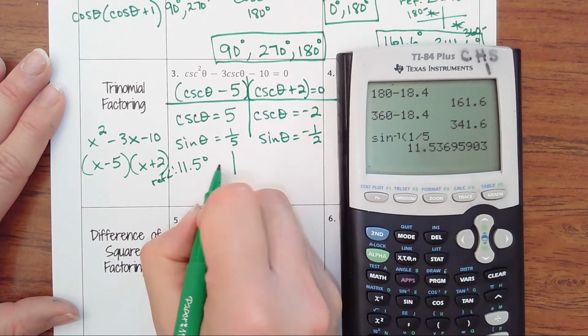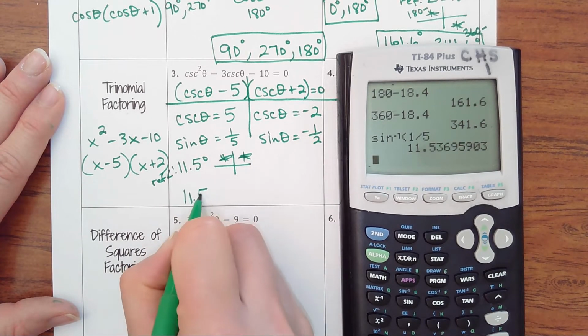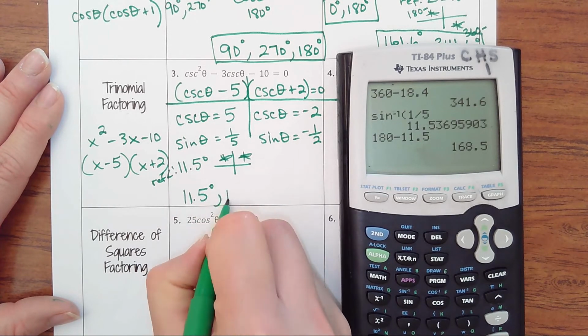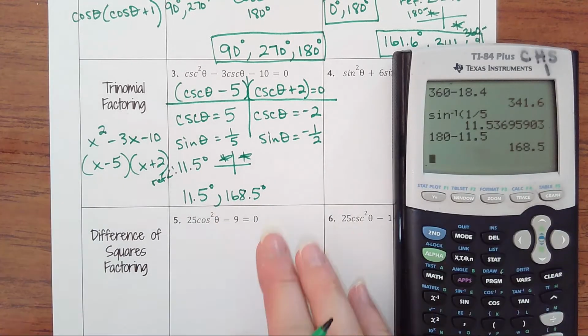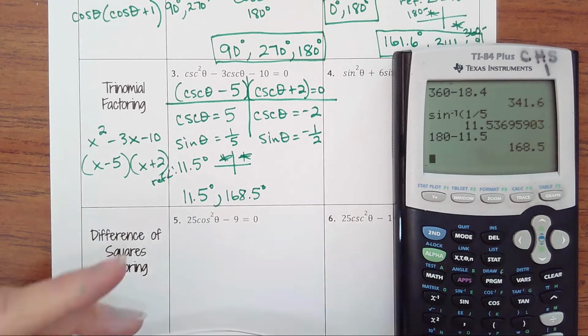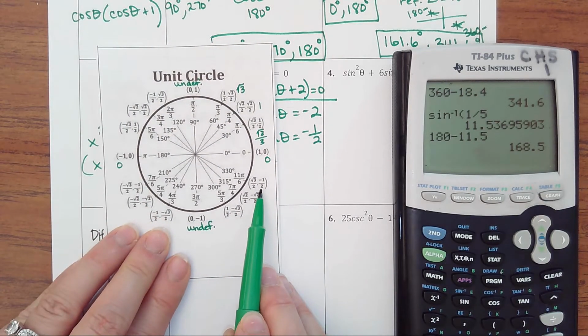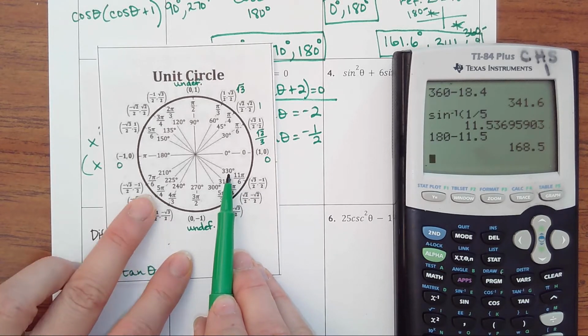And sine is positive in quadrants 1 and 2. So 11.5 is an answer. 180 minus 11.5 is an answer. Gets me 168.5. And then sine of -1/2, that's actually on my unit circle. Where is y, -1/2? I see it right here at 330, because that goes with a 30-degree reference angle, and I see it here at 210.